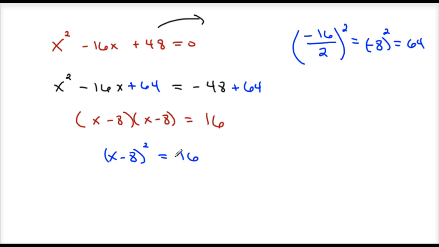I don't want my square. How do I get rid of my square? Take the square root of both sides. So I get x minus 8 equals plus or minus 4. Do not forget your plus or minus 4. The square root of a number is the positive and the negative of it.